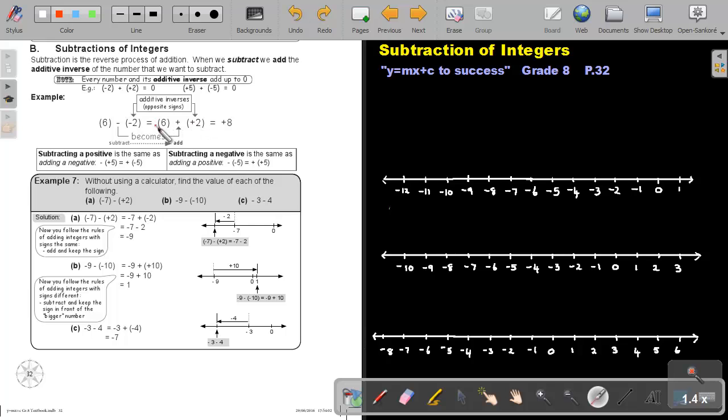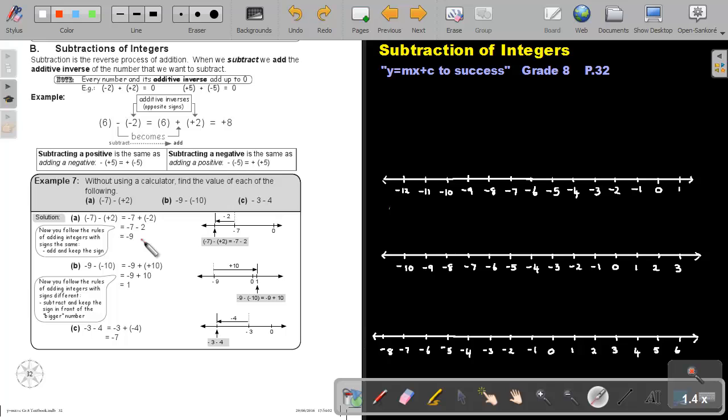Can you remember? If the signs are the same, we add the numbers and we keep the sign. Subtracting a positive is the same as adding a negative. Look, there's the negative. I change it to a positive, and that positive will then change to a negative. Subtracting a negative is the same as adding a positive. So look, there's the subtraction, there's the negative. Change the subtraction into an addition, and then change the negative also into a positive.